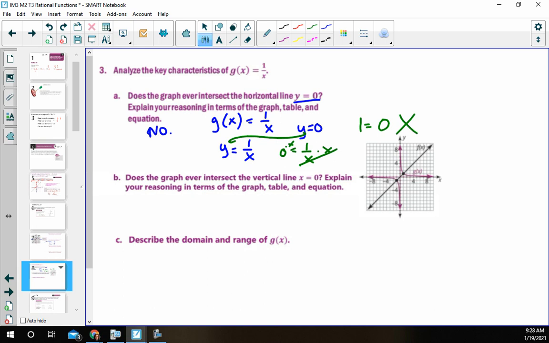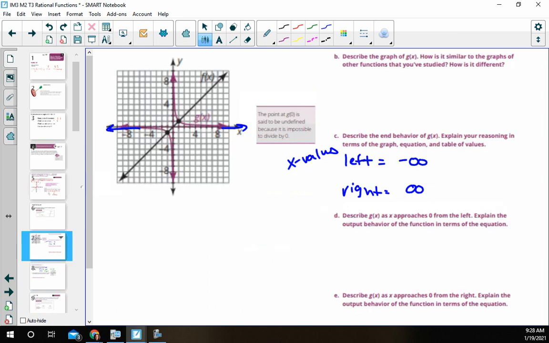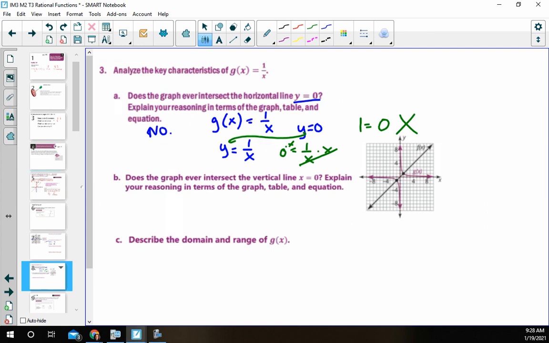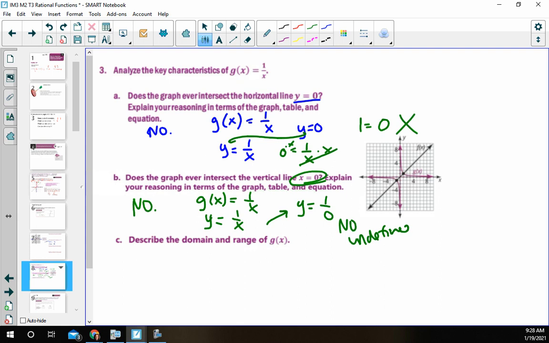Okay, so does the graph ever cross the vertical line? We have our vertical line here at x equals 0. It does not cross it. If I go back, we're going to find this mathematically. Here is my original equation again. What happens when I plug 0 in for x this time? Okay, can I do 1 divided by 0? No, it's undefined. You can't have 0 on the bottom of a fraction. So that is the reason why that vertical asymptote is appearing.